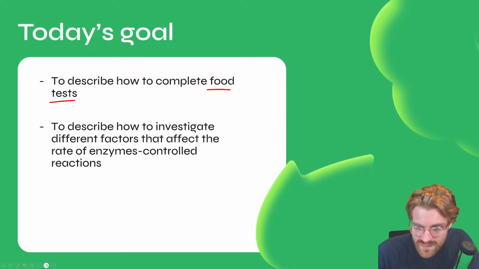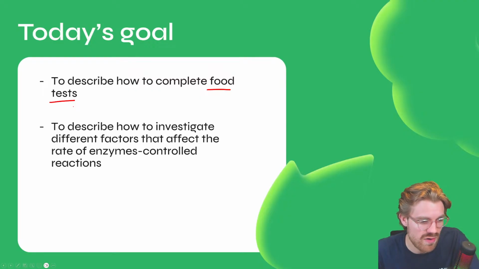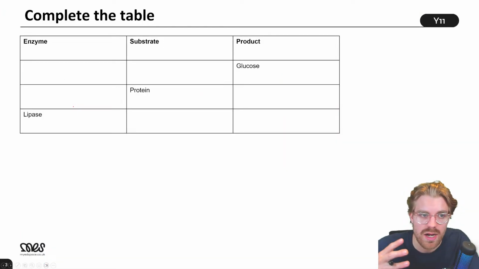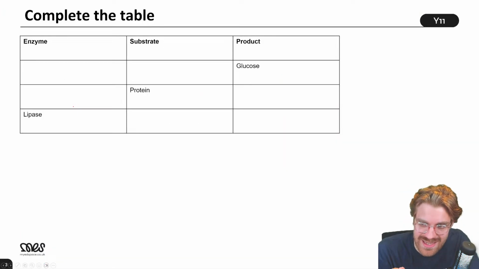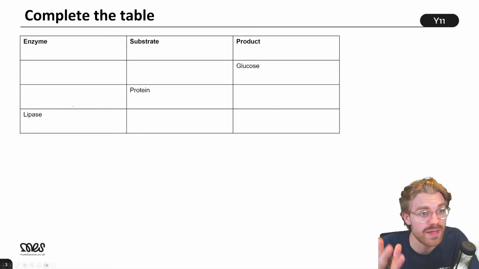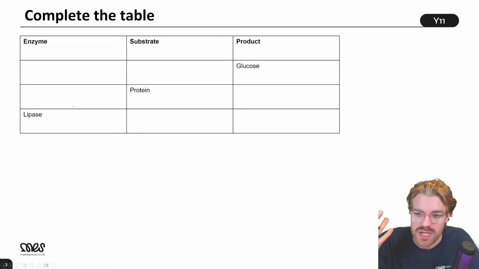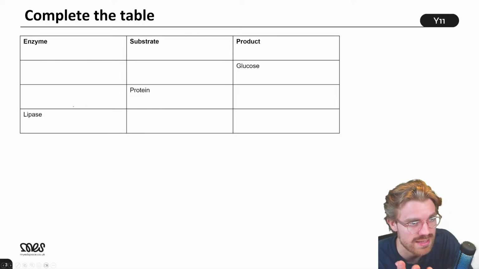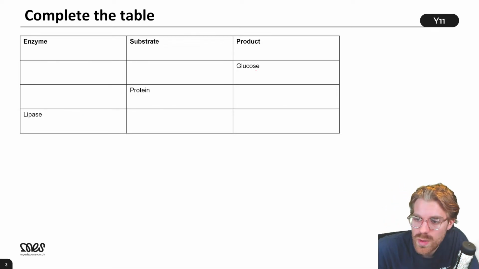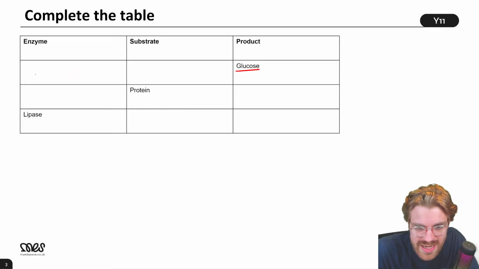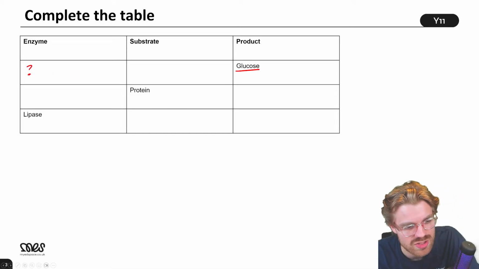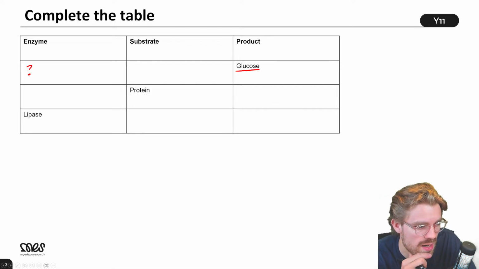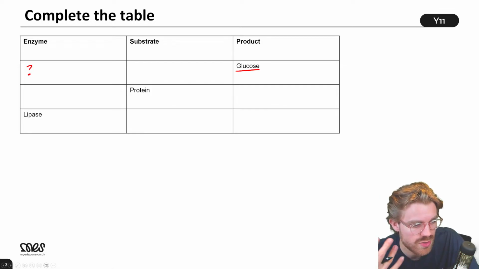So then we're going to be investigating how different factors affect the rate of enzyme-controlled reactions. So let's crack on. Sorry, no, we're thinking about enzymes first. We're thinking about the role of different enzymes, how different enzymes are breaking down different substances. So we're starting with our product is glucose. Can we fill in the boxes? What is the enzyme that's going to be producing glucose?